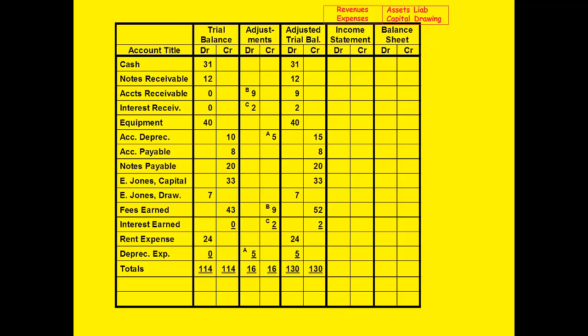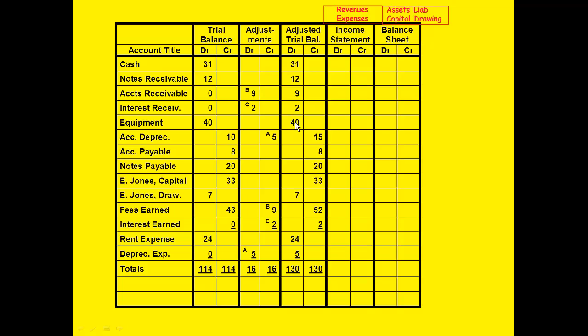Cash had no entry, so it didn't change. It was a 31 debit, it becomes a 31 debit. Same thing for notes receivable, didn't change. Accounts receivable had no balance to begin with. I made a $9 debit entry, so my new balance is a debit of 9. Interest receivable, we had a 0 balance. We made an adjusting entry of a 2 debit, so my new balance is a debit of 2.